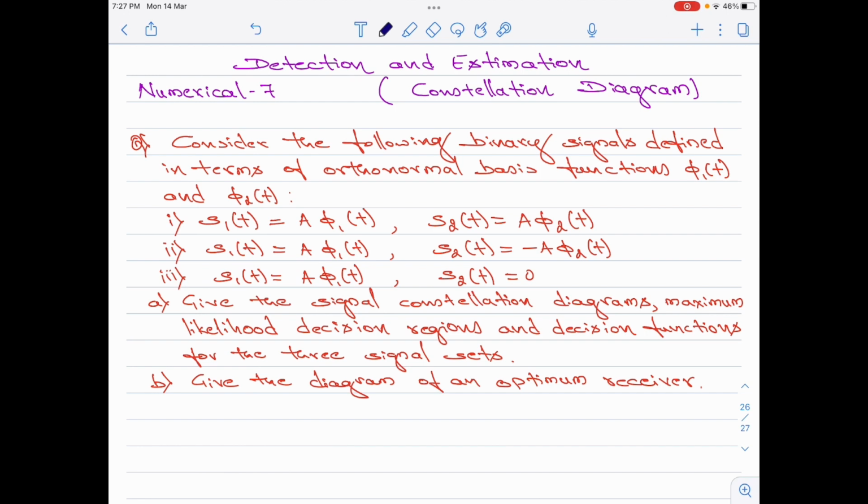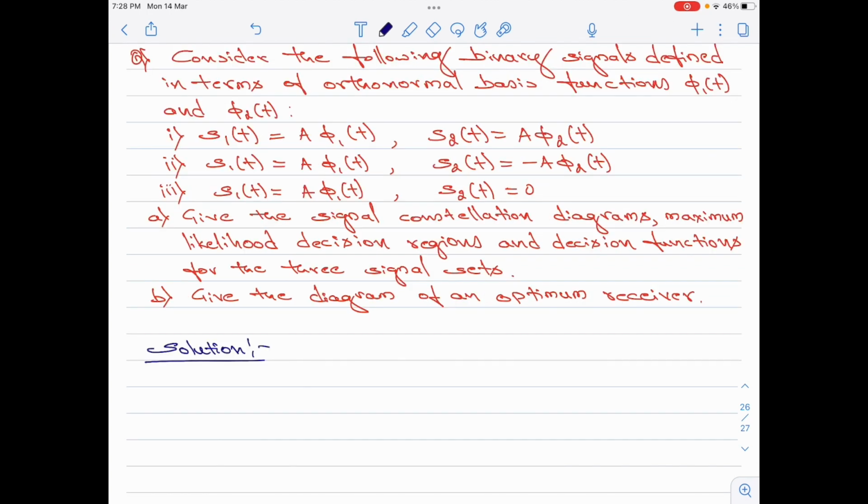And part B of the question says, give the diagram of an optimum receiver. Right, let us start with the solution part here. Let me start with part A of the question, that is to give the signal constellation, maximum likelihood decision region and decision functions for the 3 given sets. I'll start with the first set of signals here, which are s1 of t equals a into phi1 of t and s2 of t equals a into phi2 of t.